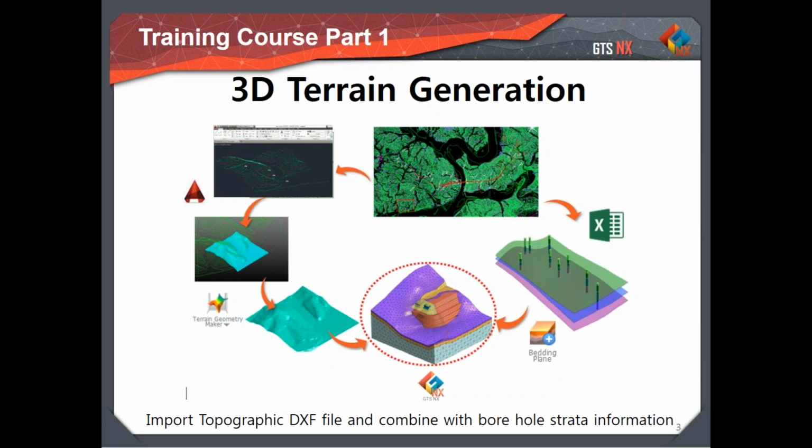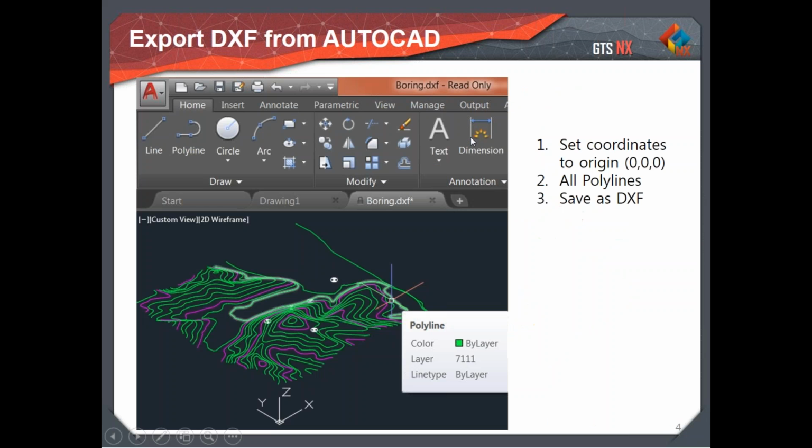On the first part, as I mentioned, what we want to show is the capability of the program to allow you to generate a 3D terrain based on data from the field. You can have an AutoCAD file with DXF contour lines and bring those in, and we have a tool to generate the plane based on that surface contour, like the topography plane. And then you can also have data from boring holes that you put into a simple Excel table, and bring that in so you can create the strata and use that to generate the whole model in 3D in very simple steps.